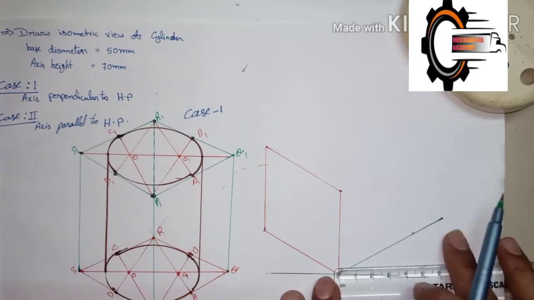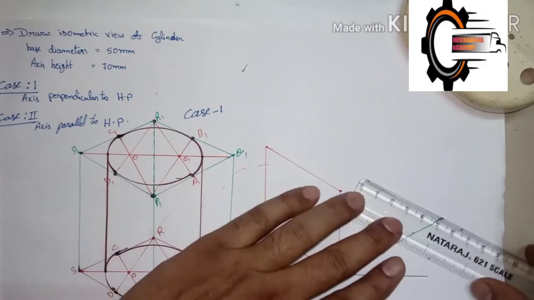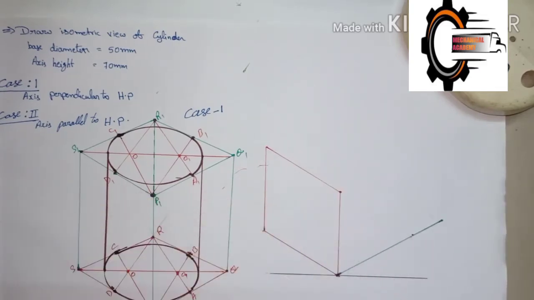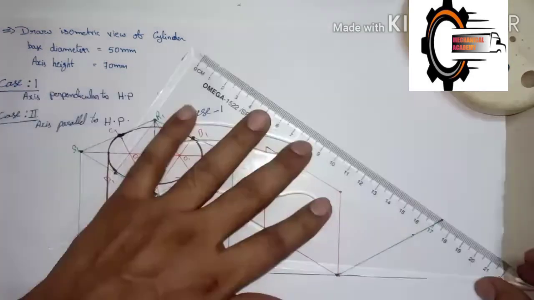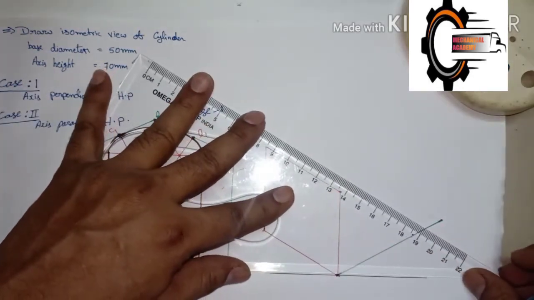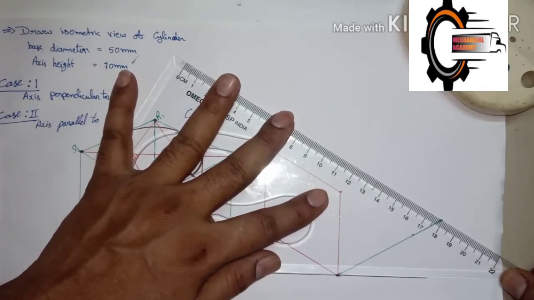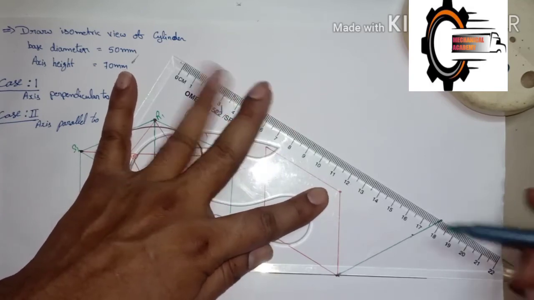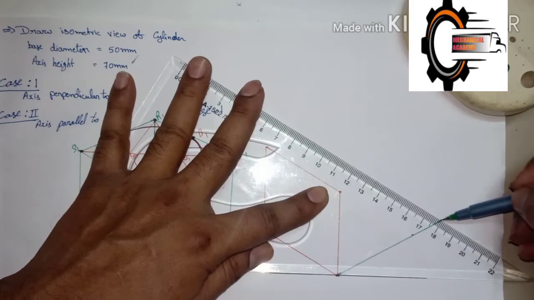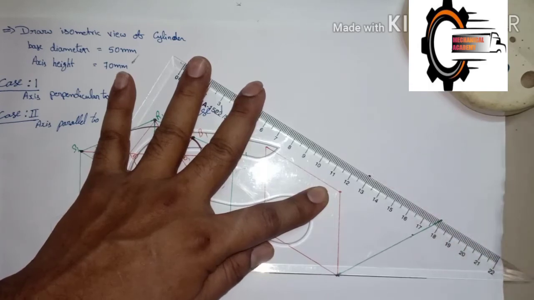Okay, so from here I will draw another rhombus over here. For this we have to take this one. Let's join with the horizontal line, then we'll mark the dimensions from here. That is 1, 2, 3, 4, 5. Okay, so this one.